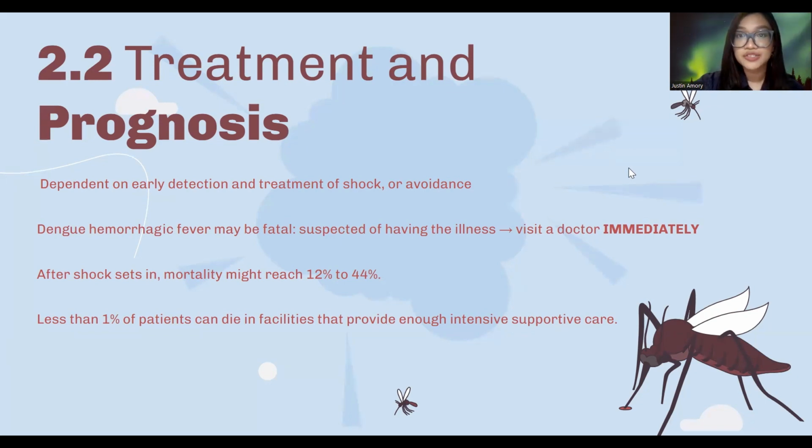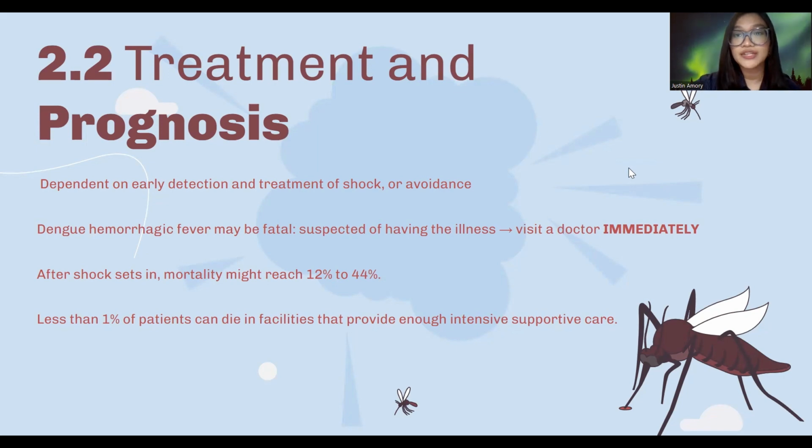The prognosis for dengue shock syndrome and dengue hemorrhagic fever depends on the early detection and treatment of the shock or its avoidance. It's vital to remember that dengue hemorrhagic fever may be fatal. So if someone is suspected of having the illness, they should visit the doctor right away, especially if their symptoms get worse or if they exhibit any warning signs of severe dengue.